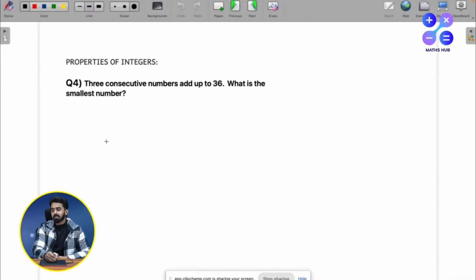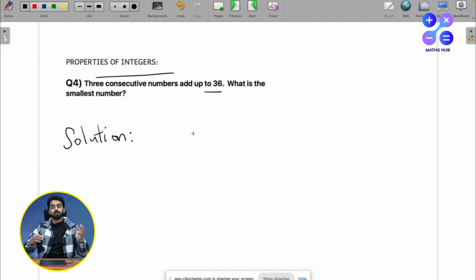3 consecutive numbers add up to 36. What is the smallest number of the 3? Right. So that's the question. So anytime you get a question which involves having 2 consecutive numbers, 3 consecutive numbers, or even alternate numbers, odd numbers, even numbers, you always start by assuming a number.